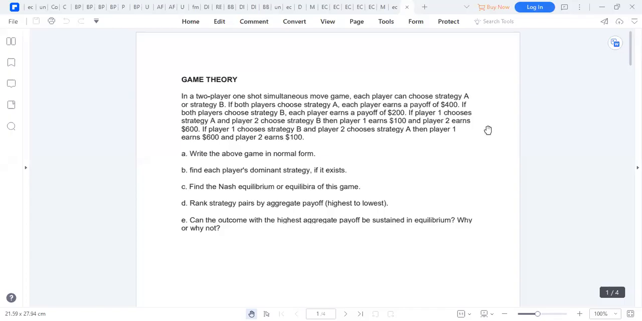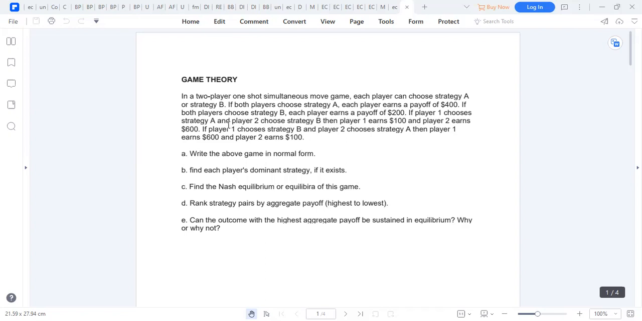Under game theory, which falls under oligopoly, you must understand that there is a strategy that you need to understand. In a two-player one-shot simultaneous move game, each player can choose strategy A or strategy B. If both players choose strategy A, each player will earn 400. If both players choose strategy B, each player will earn a payoff of 200.